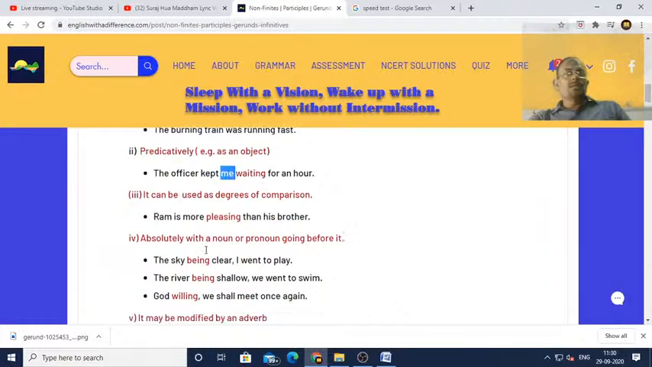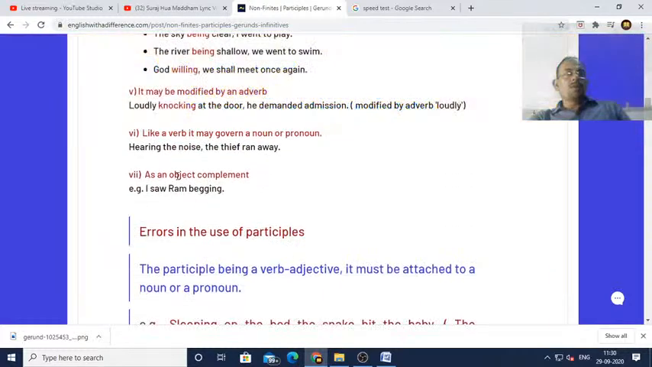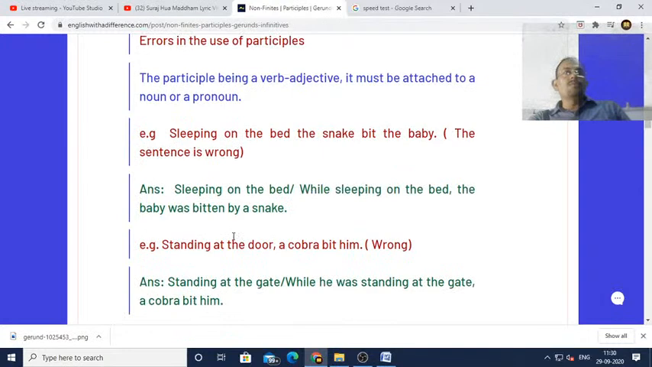Likewise here also you can see it as an object complement. I saw Ram begging. So whenever you find -ing coming after an object, take it for granted that it is a present participle. Now dear students, I will explain what errors we normally make while using the present participle wrongly. So you see here, errors in the use of participles.